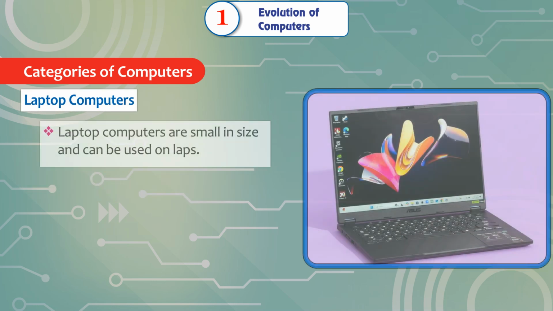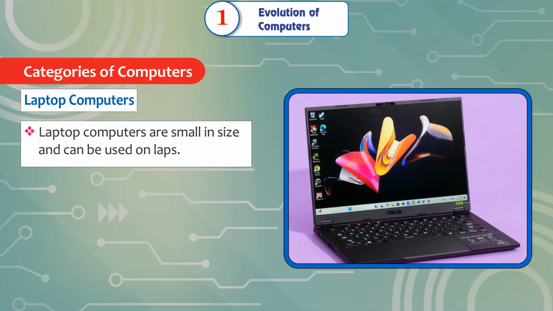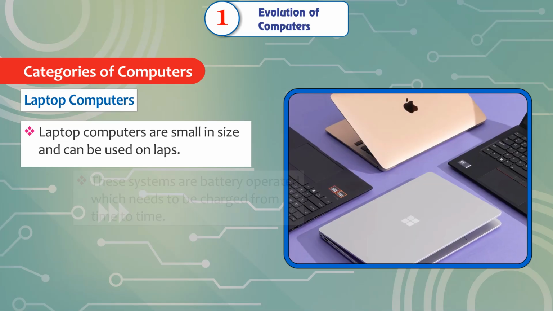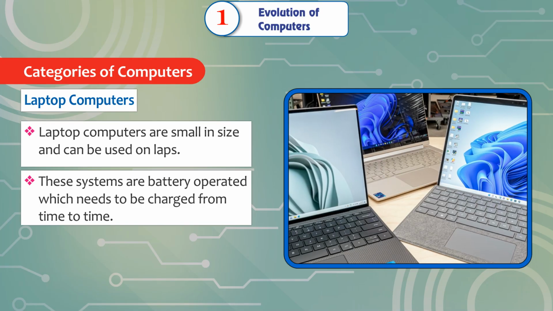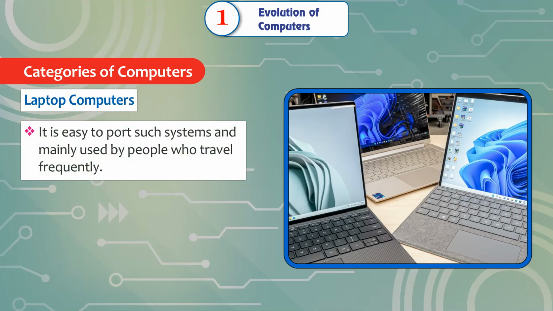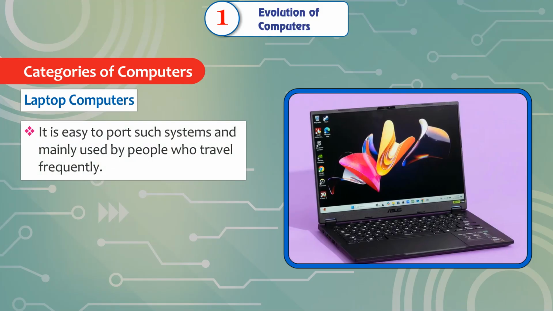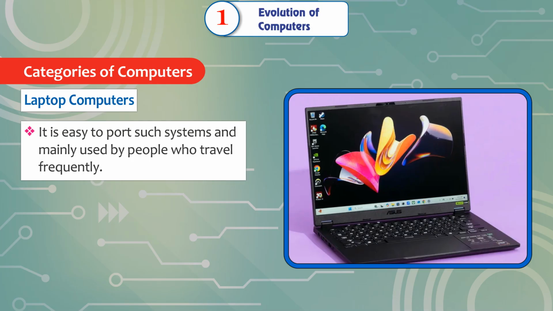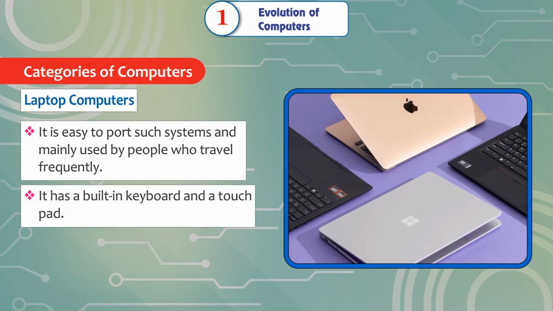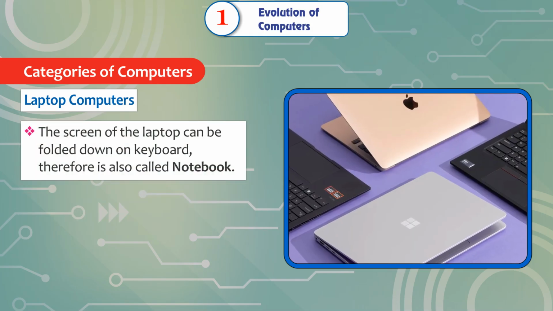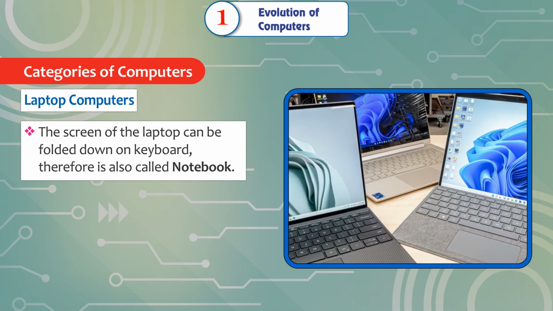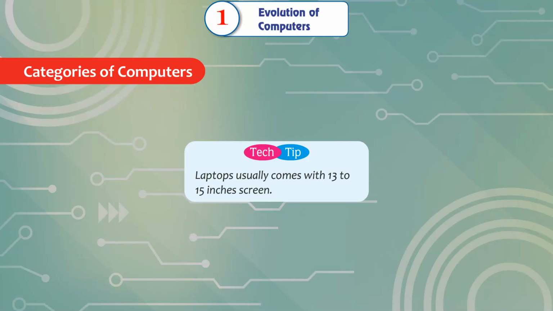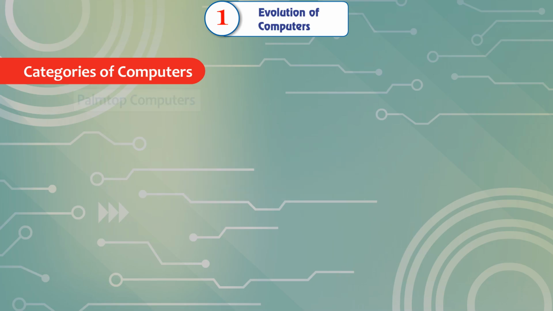Laptop computers. Laptop computers are small in size and can be used on laps. These systems are battery operated, which needs to be charged from time to time. It is easy to port such systems and they are mainly used by people who travel frequently. It has a built-in keyboard and a touchpad. The screen of the laptop can be folded down on the keyboard, therefore it is also called a notebook. Tech tip. Laptops usually come with 13 to 15 inch screens.